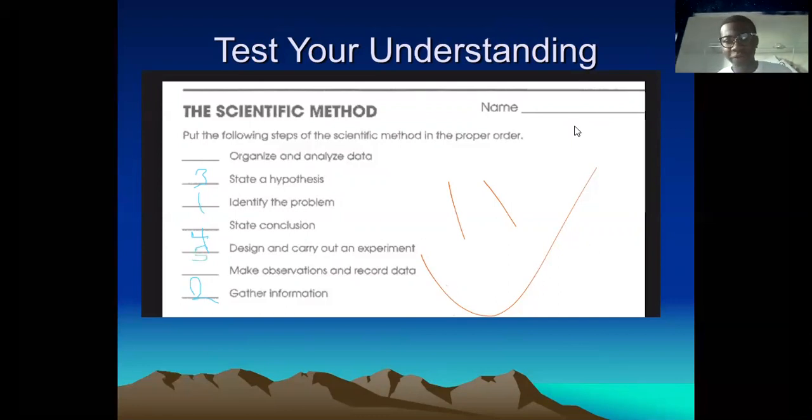Now, number 5, I'm sorry. Number 5 is to make observations and report data from the experiment. And number 6 is to organize and analyze data. And number 7 is finally to draw a conclusion.